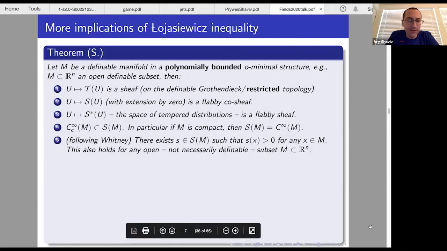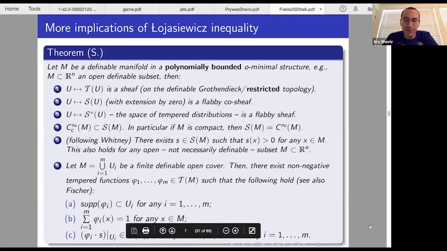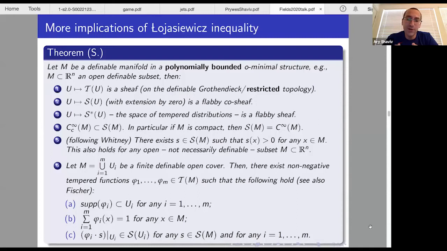Okay, so this is this statement, and the sixth statement will be just tempered partition of unity. So if we have a finite definable open cover, then you can always find enough tempered functions such that A, each function is supported in one of your patches, B, they are non-negative and they all sum up to 1, and C, if you multiply one of these functions with any Schwartz function on the big space M, you get a Schwartz function on the small space U_i. And this is important, for instance, to show part 3. So, oh, I didn't say, so part 2, I'm sorry.